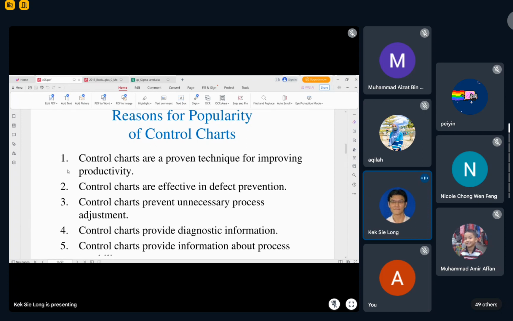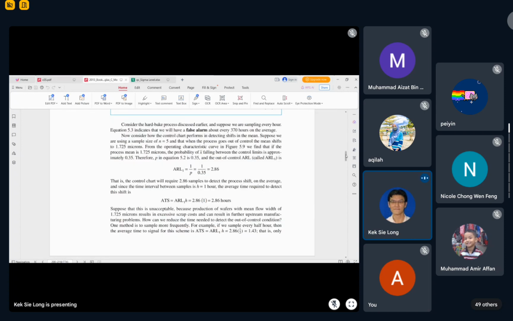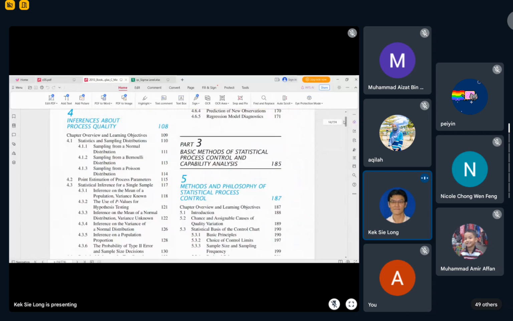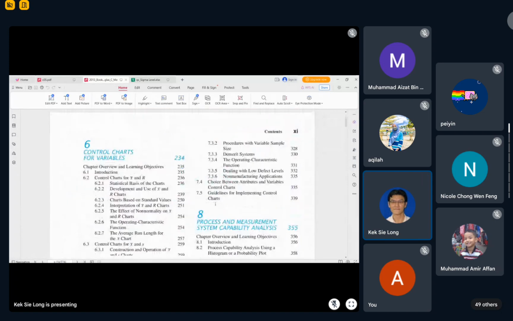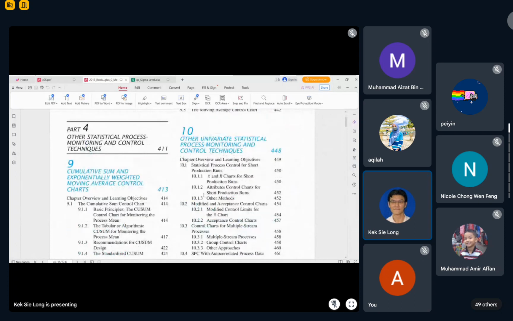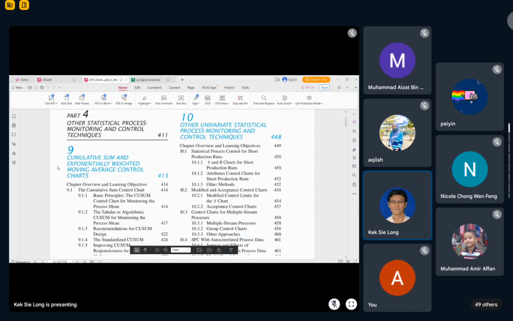What do they call it? I can't remember. It's something starting with S. I think we have mentioned it. Then maybe we can have a look. What is the name of that? Q-sum. You see it in chapter 9: cumulative sum and exponential weighted moving average control chart.